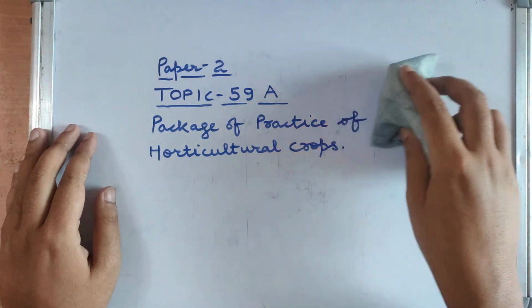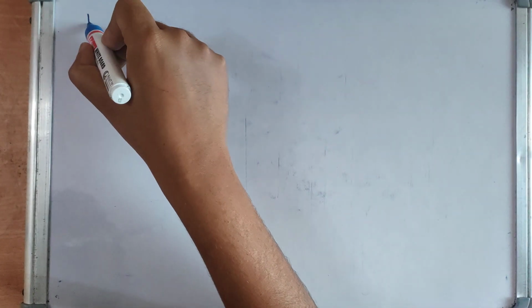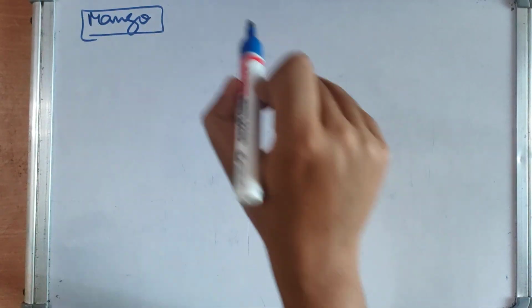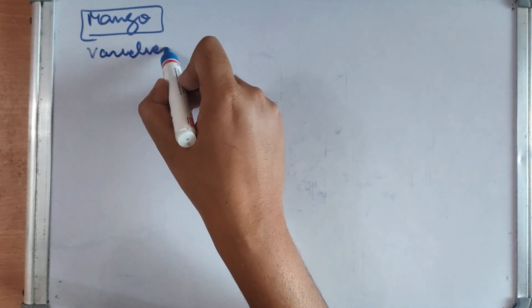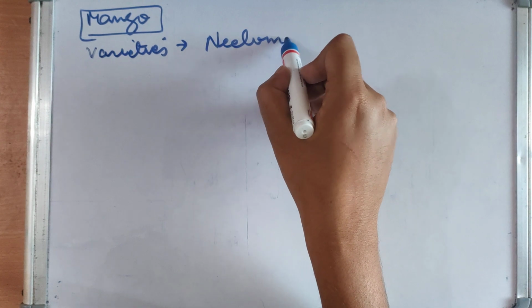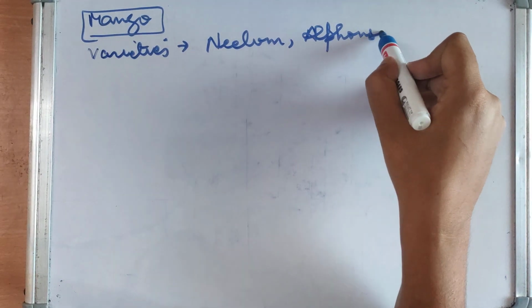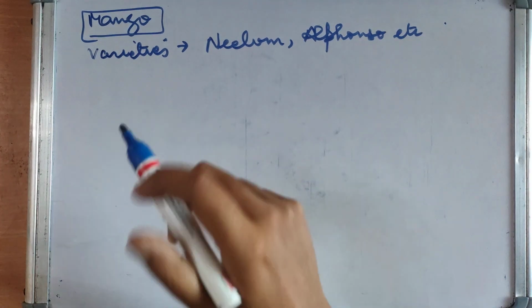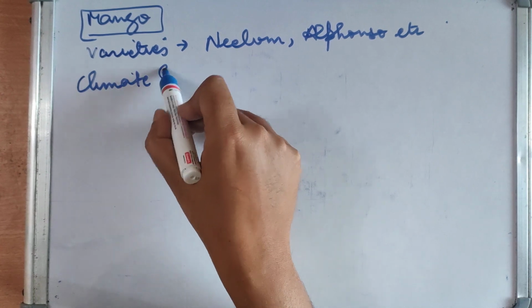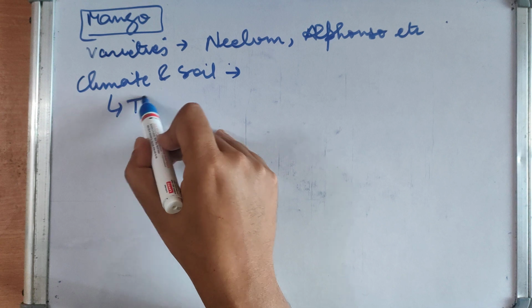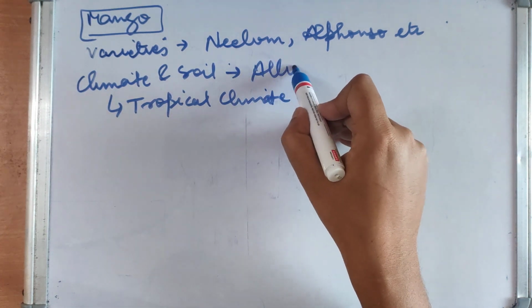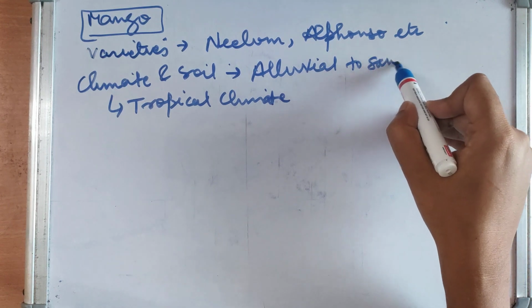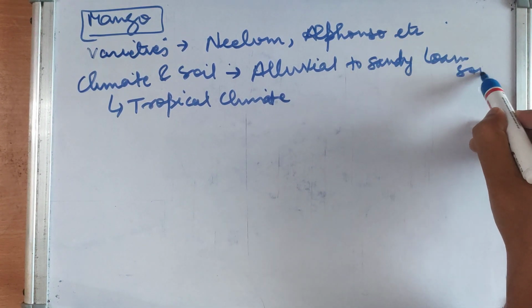So first of all, we will discuss the package of practice of mango. The major varieties of mango are Neelam, Alfonso, etc. These are major varieties. Climate and soil: it grows very well in tropical climate, in alluvial to sandy loam soils.